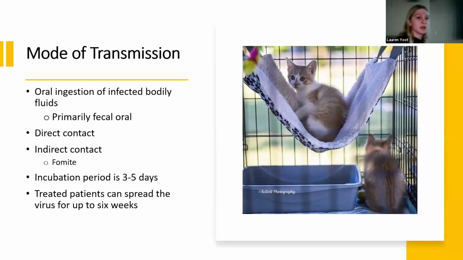Mode of transmission, oral ingestion of infected bodily fluids. This is primarily going to be fecal oral, but it could also be through vomit, direct contact, indirect contact, such as a fomite. The incubation period is 3 to 5 days, so they present with symptoms pretty soon after exposure. And then treated patients can spread the virus for up to 6 weeks.